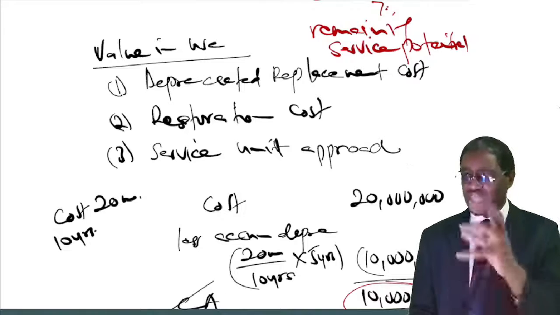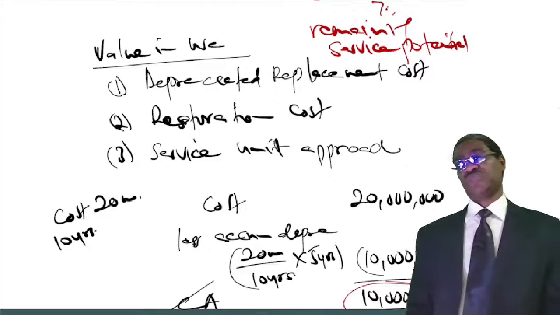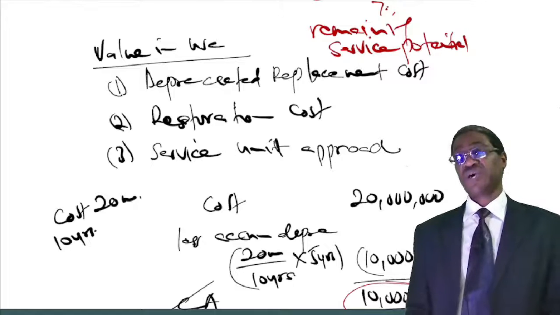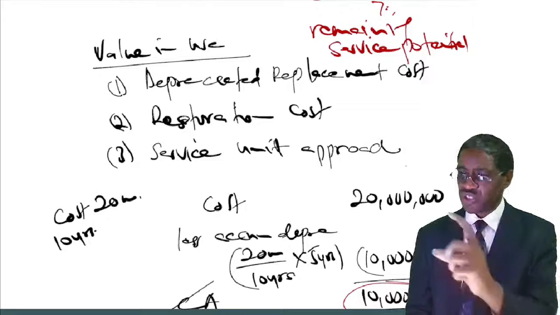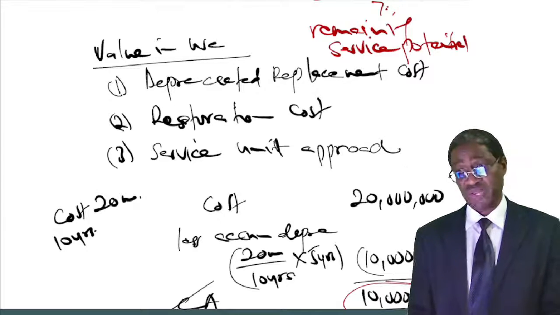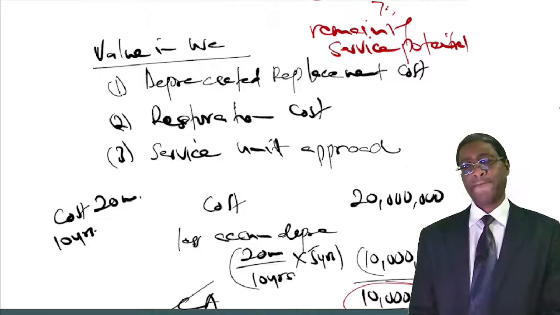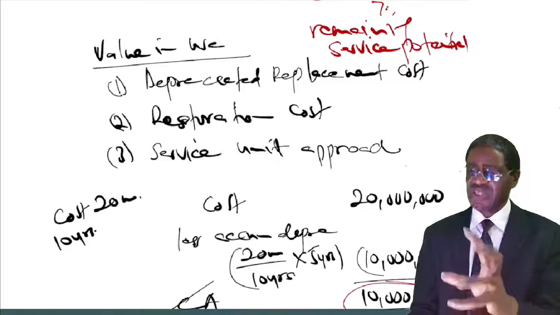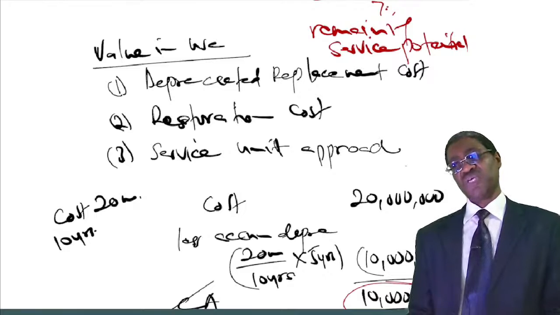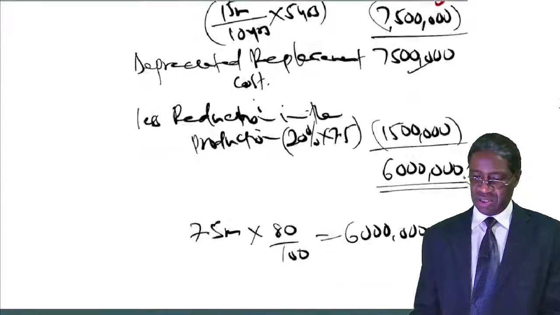Number 1, depreciated replacement cost. Number 2, restoration cost method. Number 3, service unit approach.